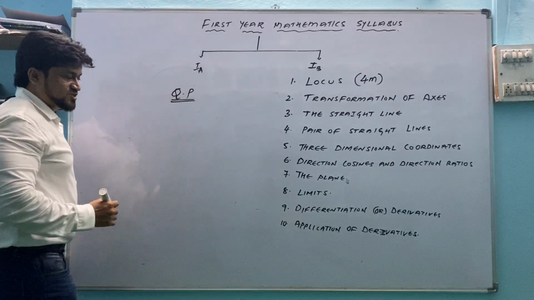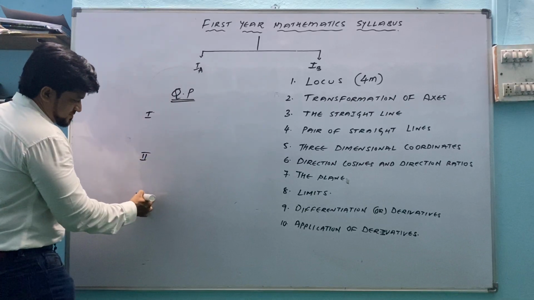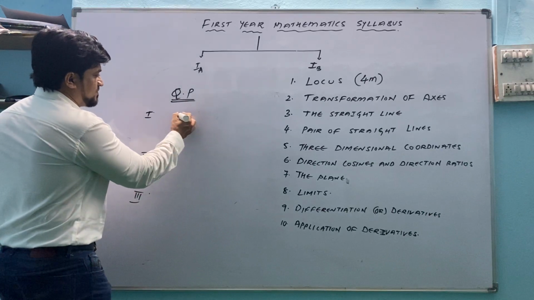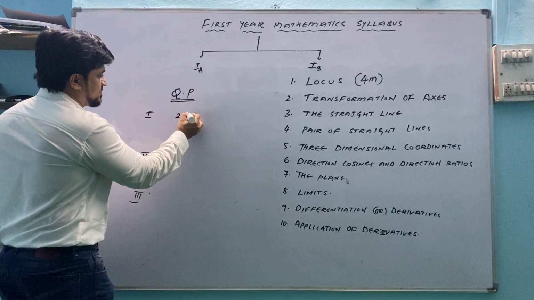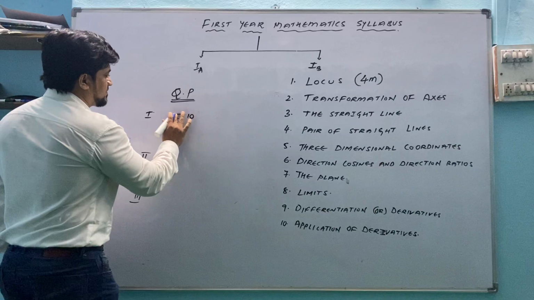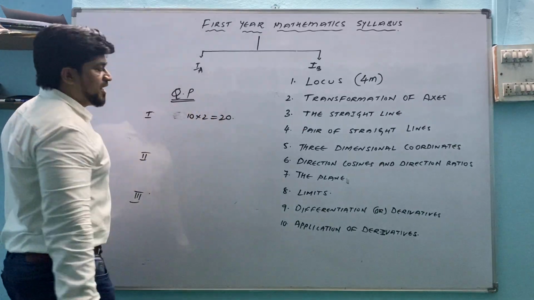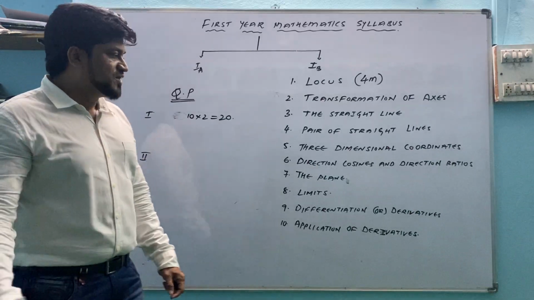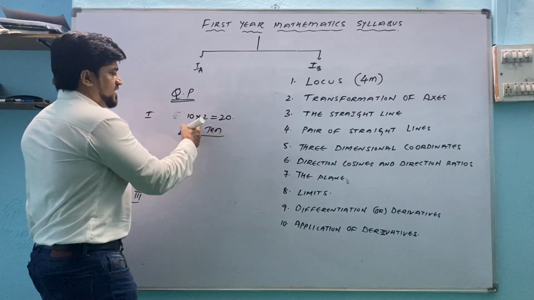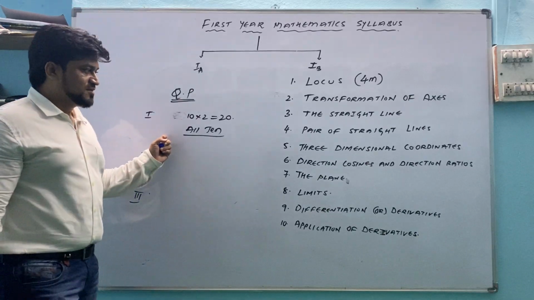The question paper pattern consists of 3 sections. In section 1, you will have 10 questions. You need to answer all the 10. Each carries 2 marks, so you will get 20 marks from the first section.